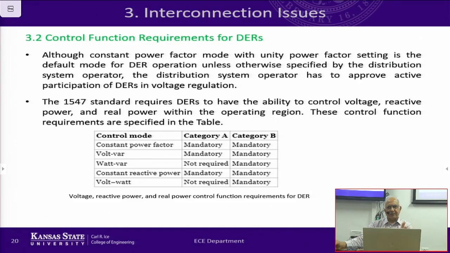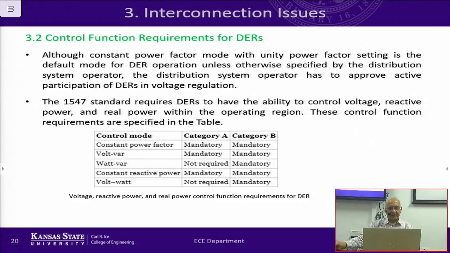Now, this is not for individual homeowners, not for small things, but if you have a bigger PV resource that is connected to the system. Individual homes don't have these kinds of controls, but in the future that could happen. At this point, not really. So what you see here is that there are these different modes of operation: constant power factor, volt-var, watt-var, constant reactive power, and volt-watt.